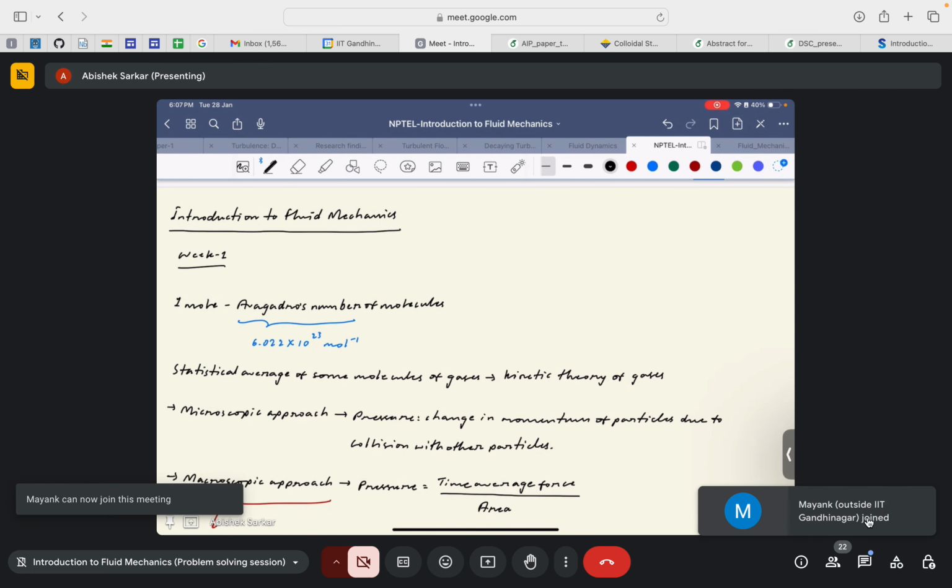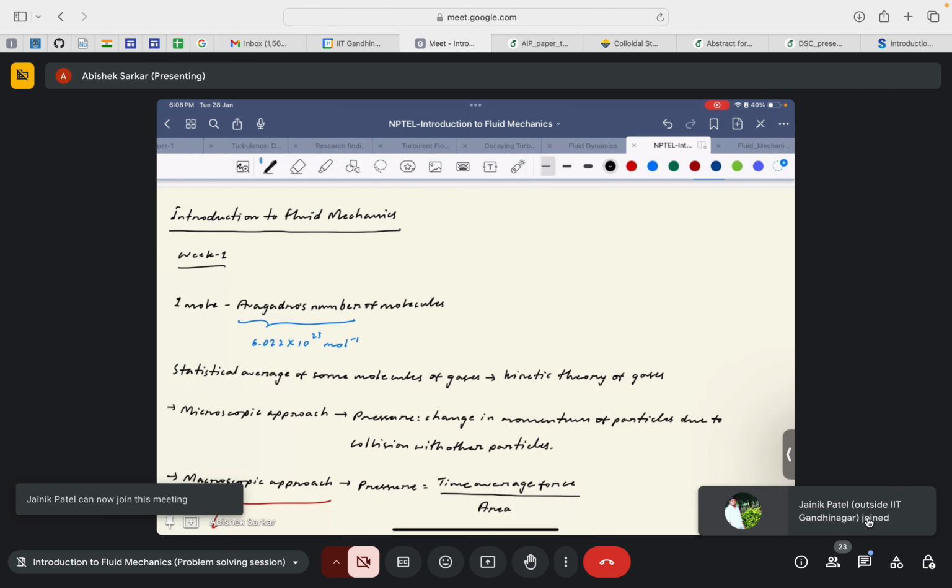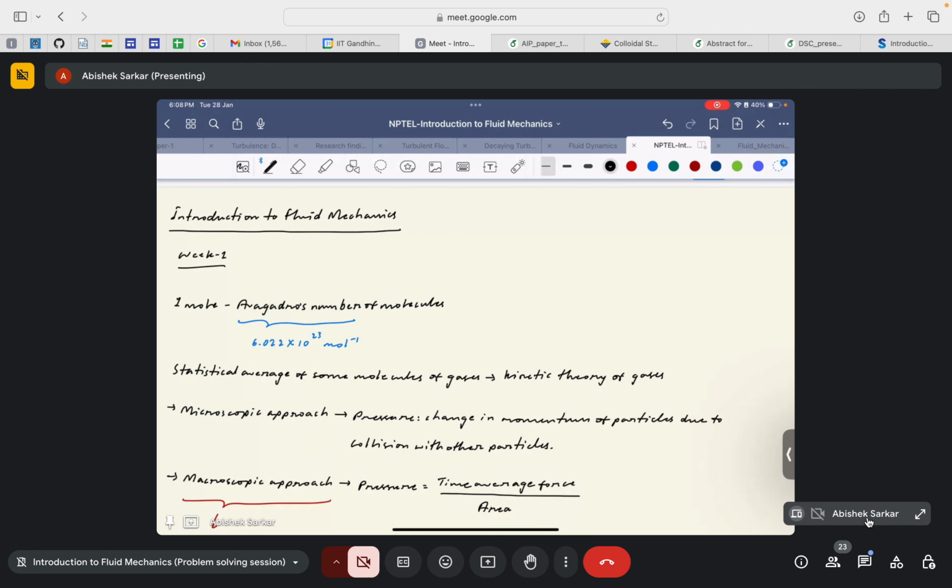Okay, so let's start. For the first week, we will be primarily dealing with the basic fundamentals of fluid mechanics. I am sure that Professor Chakraborty in his lectures has thoroughly discussed the fundamental requirement of understanding fluid mechanics and how it is applicable in our day-to-day life. And I think that sets a very good motivation to study this course. Okay, so with that in mind, let's start our session.